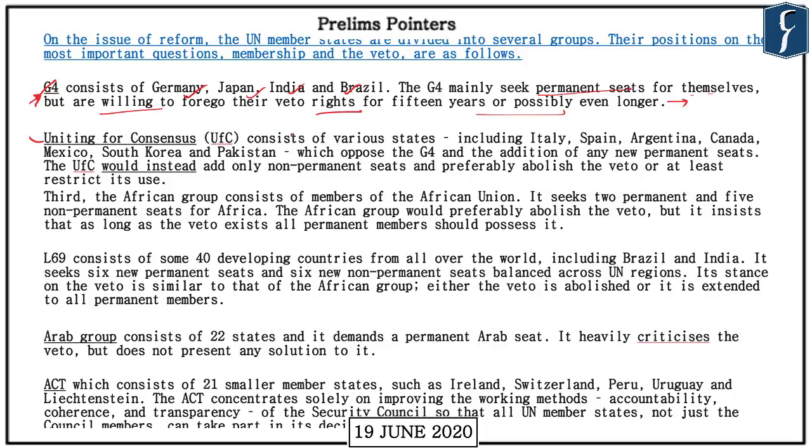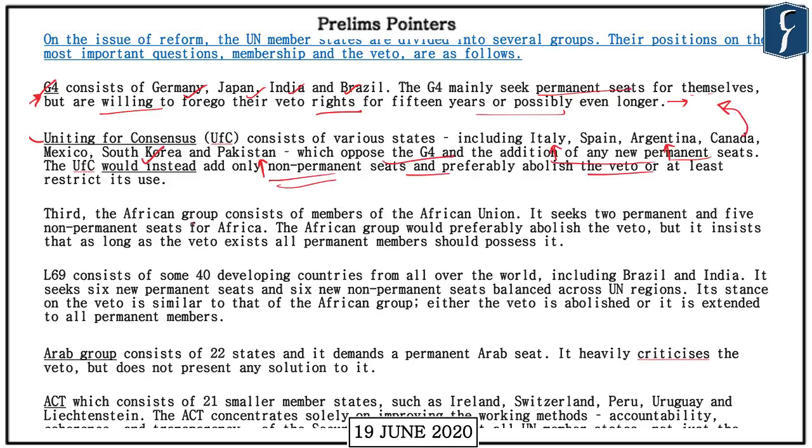is United for Consensus. And you might understand that most of these countries in United for Consensus are neighboring countries of these G4. For example, there is Pakistan, there is Italy, then we have African group consists of members of African Union. And obviously it seeks 2 permanent and 5 non-permanent seats for Africa. Then we have L69 which consists of some 40 developing countries from all across the world including Brazil and India. It seeks 6 new permanent seats and 6 new non-permanent seats balanced across UN regions.